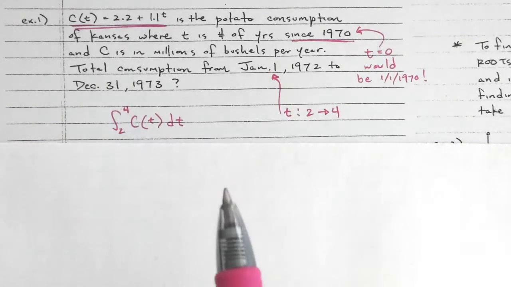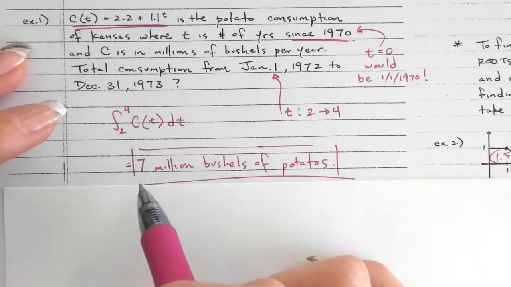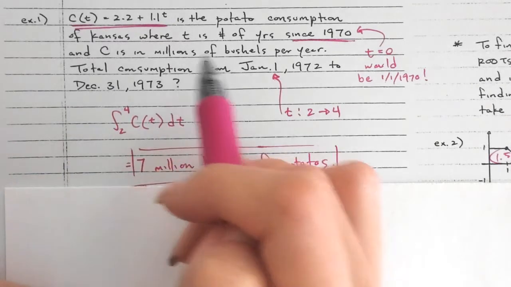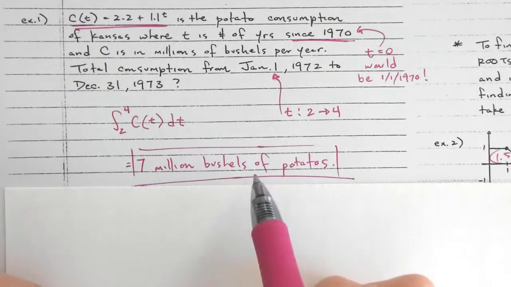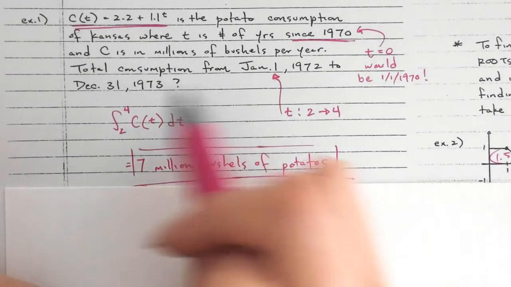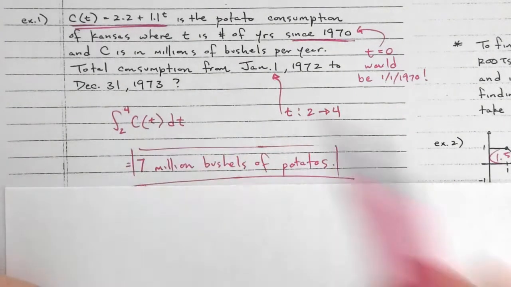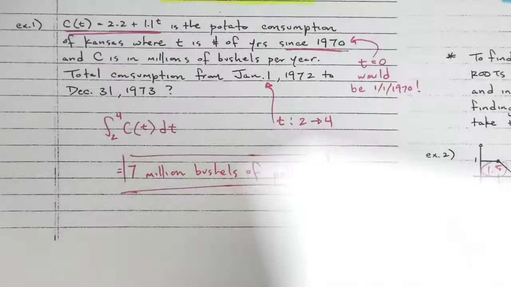So just like little things like that to remember, and then you put this into the calculator and then you get a 7, but what does the 7 represent? The C is in millions of bushels of potatoes. So 7 million bushels of potatoes were consumed for 2 years, the 2 years after 1970 all the way to the 4th year after 1970. Okay? Okay, so that was example 1.